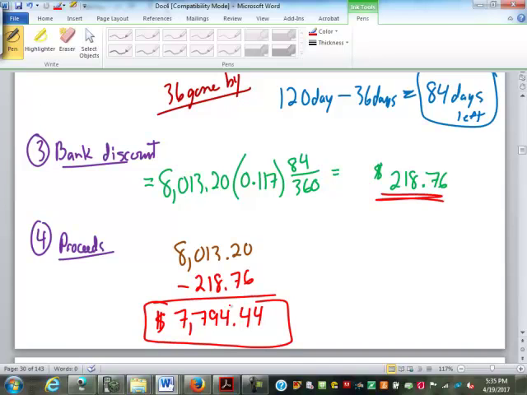Okay. So that's her proceeds then? That's what Stacy gets. That's Stacy's proceeds. Yeah, Stacy did lose $5.56 by discounting the note. The proceeds is the money that they actually get from the bank.